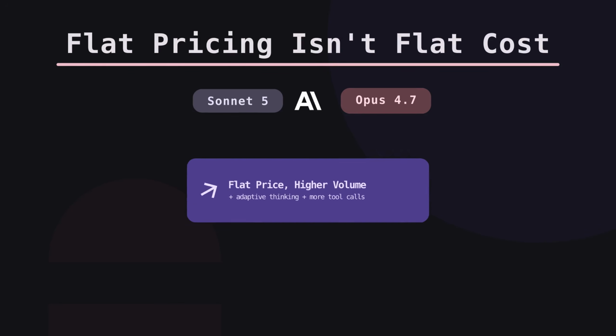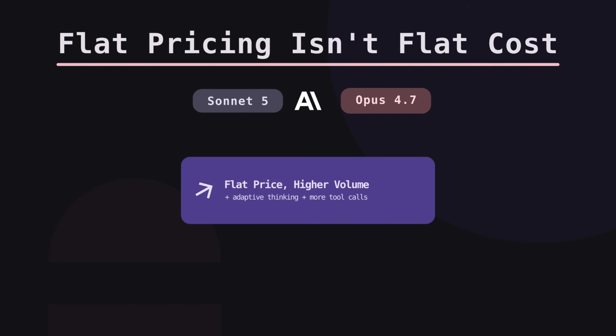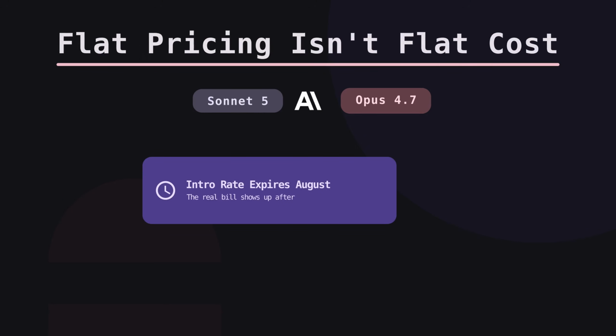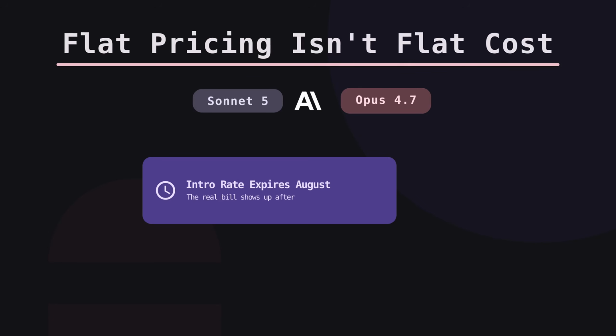Stack adaptive thinking, running by default on top of that, plus more tool calls per task, and you get why some developers are pushing back on the cost-neutral framing. Anthropic set that introductory rate specifically to make this transition roughly cost-neutral. The real bill shows up once that introductory rate expires.